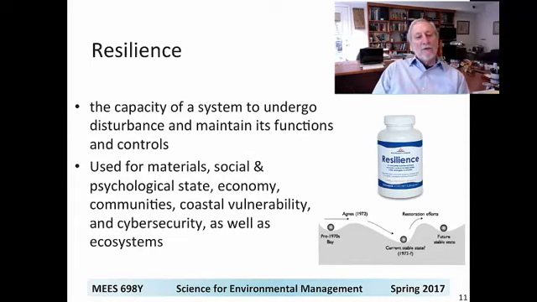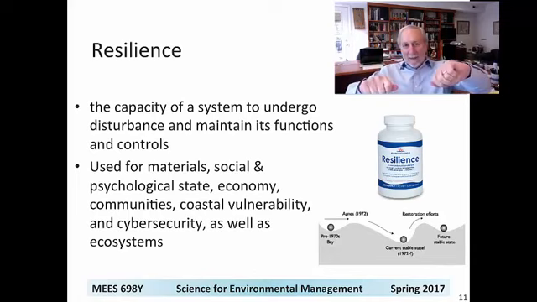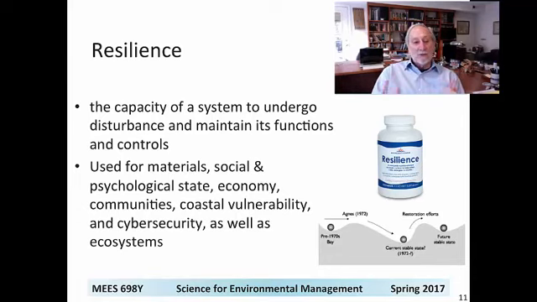So one concept of sustainability that's come into popular discussion in recent years is this notion of resilience, the capacity of a system to undergo disturbance and maintain its functions and controls. Takes a licking and keeps on ticking, if you think of it that way. And it's used for materials. When we bend something, if it snaps back to its original shape, it's a resilient material. We think about it in social or psychological states. There's abundant literature on resilience of people in terms of their psychological health and well-being, as well as their social fabric. It's commonly used with respect to the economy. Do we have a resilient economy? Is Wall Street able to come back quickly?